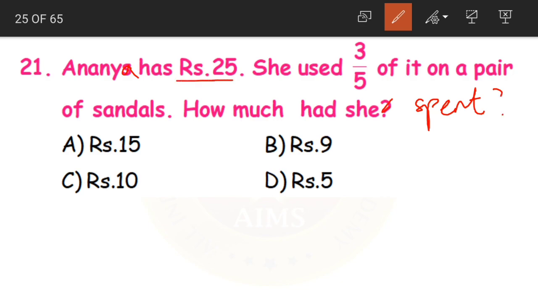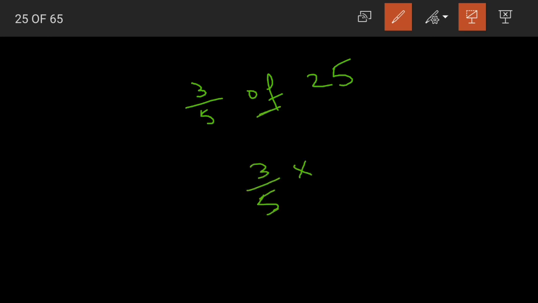Out of the 25 rupees, she has already used 3 by 5. What did she do? She has spent 3 by 5 of 25 rupees. Now if you remember, I said that of represents multiplication. So this can be written as 3 by 5 into 25.